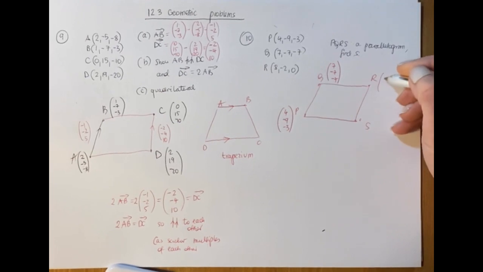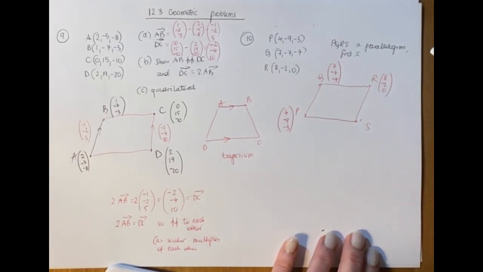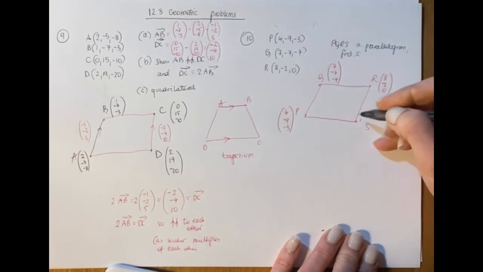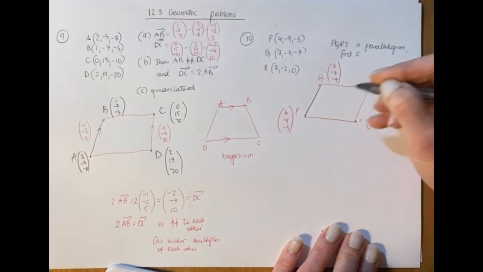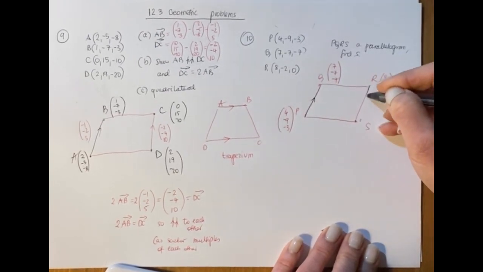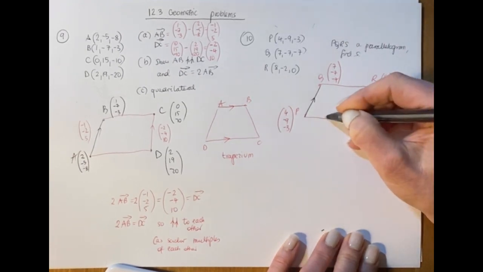R is (8, -2, 0). Okay, we're not proving that it's parallel, though. We are looking for the coordinates of that point. It's really, really very simple. You are going to rely on the fact that this vector must be exactly the same as that vector because they are parallel and equal in length.